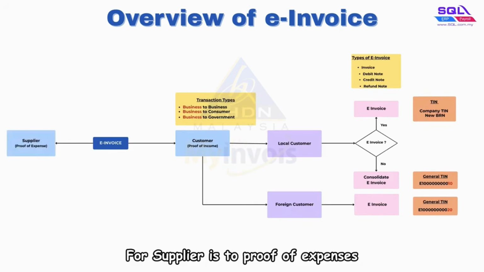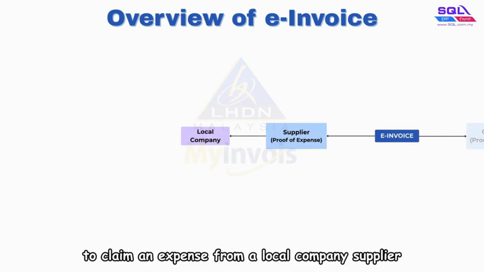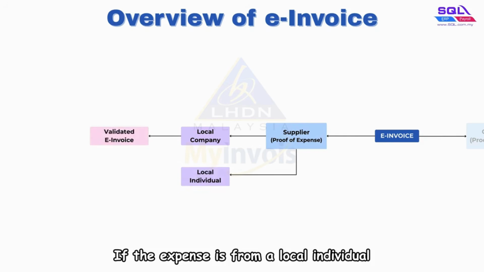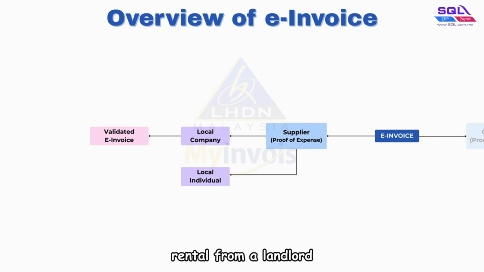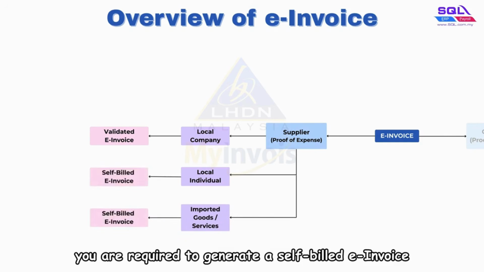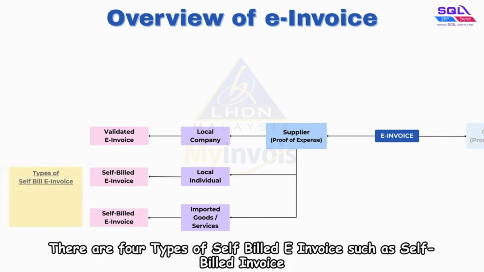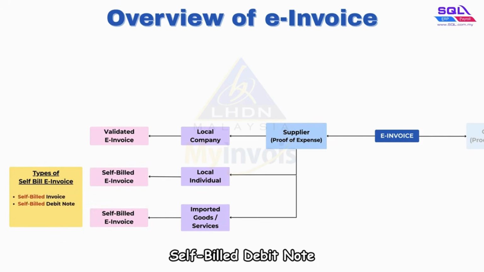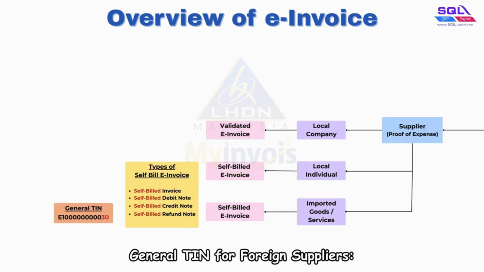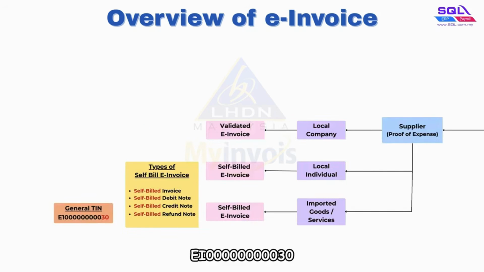For suppliers, it is to proof of expenses. To claim an expense from a local company supplier, you must obtain a validated e-invoice. If the expense is from a local individual, example rental from a landlord, payment to an agent, or involves the import of goods or services from an overseas supplier, you are required to generate a self-billed e-invoice. There are 4 types of self-billed e-invoice such as self-billed invoice, self-billed debit note, self-billed credit note, and self-billed refund note. General TIN for foreign suppliers, EI with 90 and 30.